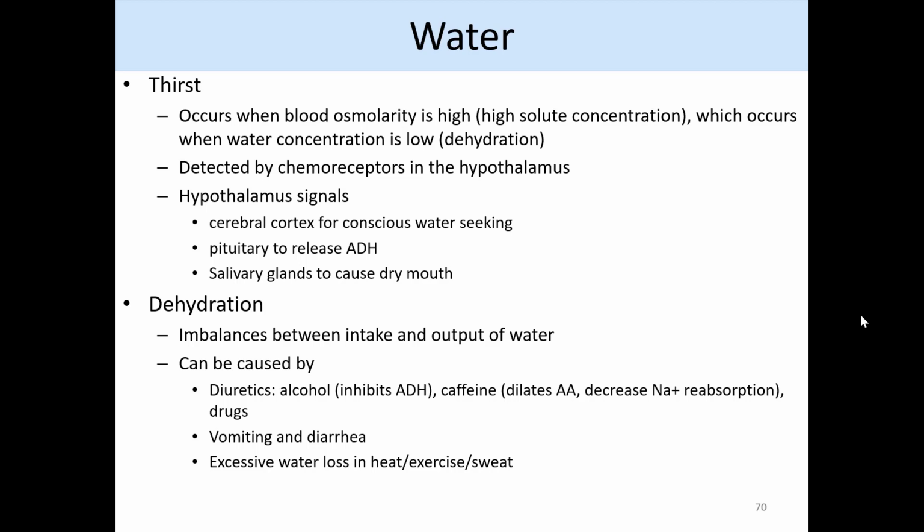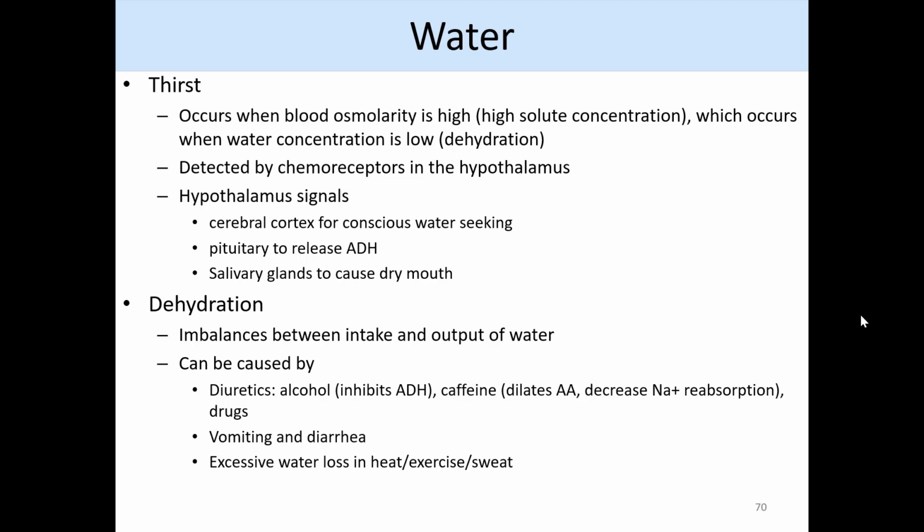We can detect this by using chemoreceptors in the hypothalamus. So these chemoreceptors in the hypothalamus can detect the chemical composition of blood. And when that high solute concentration is detected, the hypothalamus will send signals to the cerebral cortex, which will make you consciously aware of your thirst, and you'll start doing water-seeking behaviors.